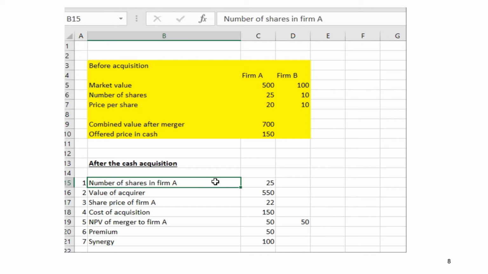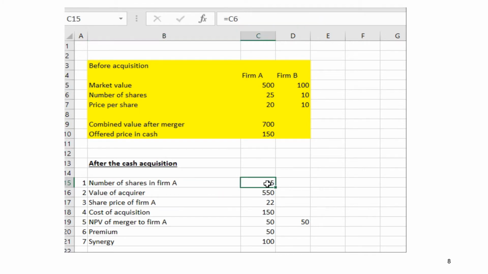Question 1. Calculate the number of shares in Firm A after the cash acquisition. The number of shares in Firm A remains the same at 25, as the acquisition is paid with cash. No new shares are issued.